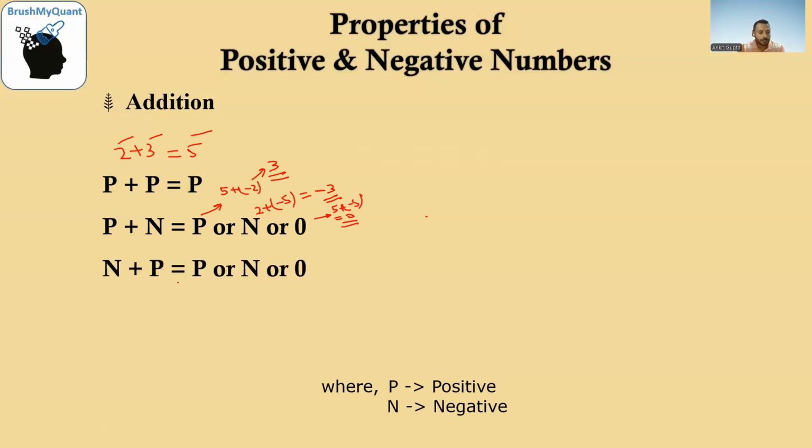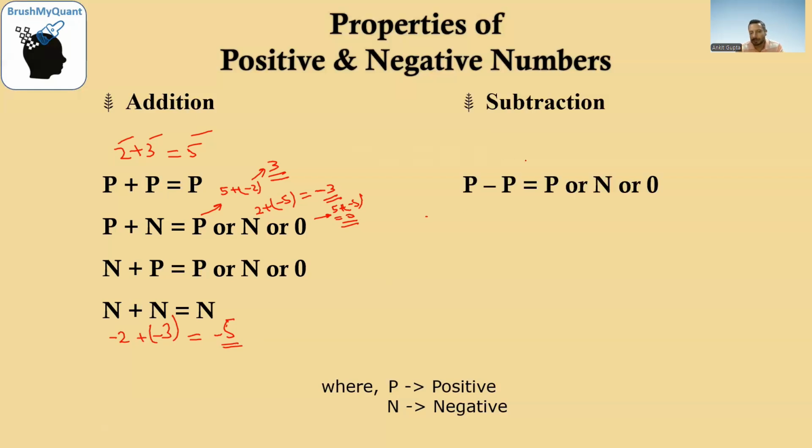Similarly, a negative plus a positive number can yield a positive number, a negative number, or a 0. Same numbers you can take as an example as we have taken in the previous one. Negative plus negative will always be a negative number, right? So if you're adding, let's say, -2 and -3, you'll end up with a negative number itself, which is -5.